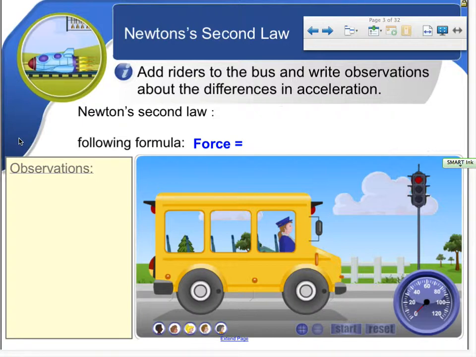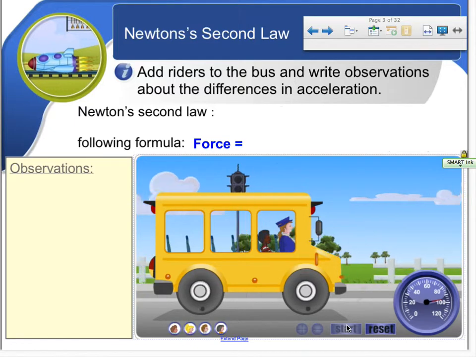Ashley. Now, Ashley, what you're going to do is right now you're stopped, so you've got to pick up a passenger. Hit plus. Go ahead and see if they sit in the chair. She added a passenger. Press start, and we're going to look at the speedometer, which is there.